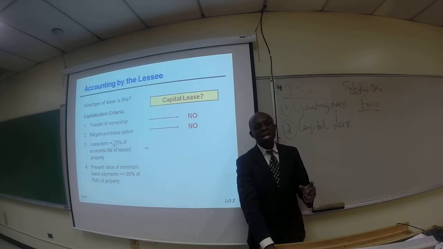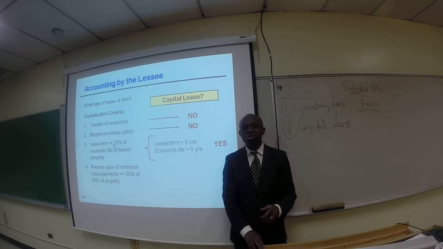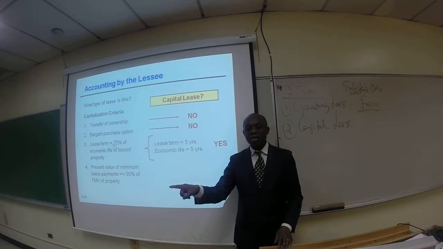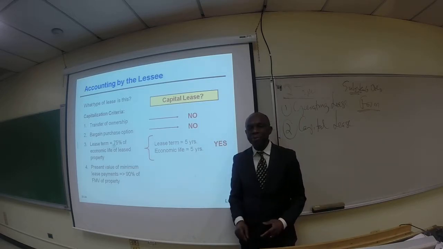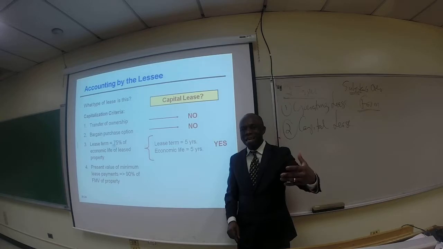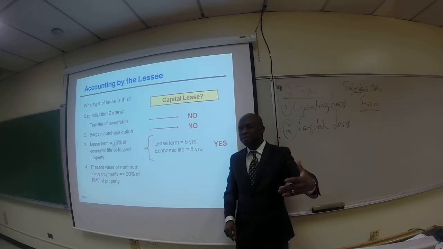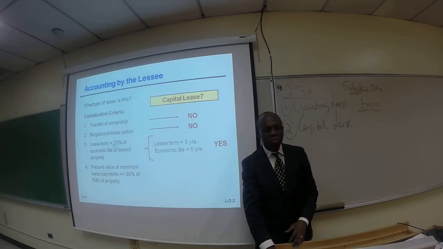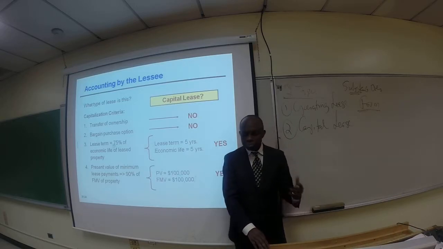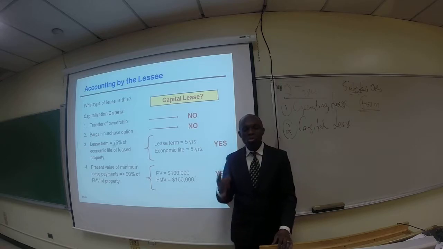Number 3, let's take a look at the 75% rule. The lease term is 5 years. The economic life is 5 years. That is 100%. So bingo, this is a capital lease because the lease term is more than 75% obviously of the economic life of the equipment. And number 4, it doesn't matter now because one of the 4 criteria has been met.